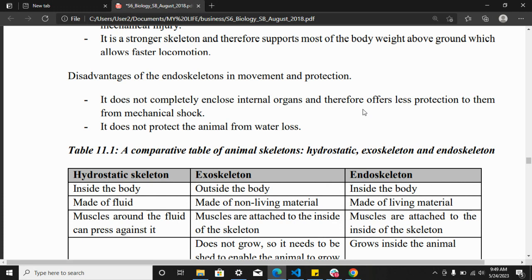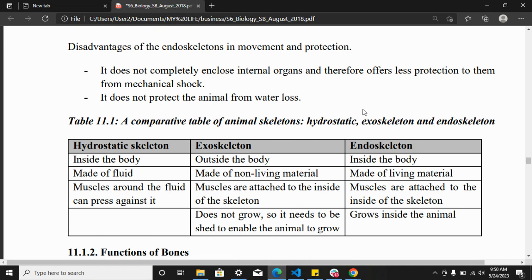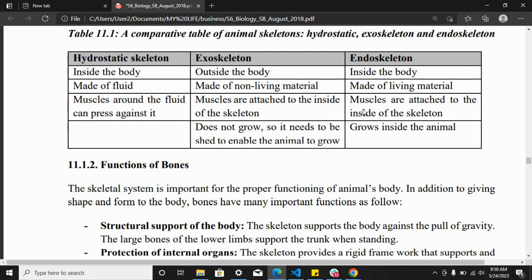Water loss izaboneka cyane kuri organism because ifite endoskeleton, cyangwa se because, kugira ngo tubyumve, nuko muscles and skin ziri exposed kuri environment. Ariko kuri exoskeleton niho twabonye yuko there is no water loss, kuko internal organs is contained in the water, ziri covered by an exoskeleton material, ariko nayo ifite wax on it, bituma hatabaho water loss iri hejuru.